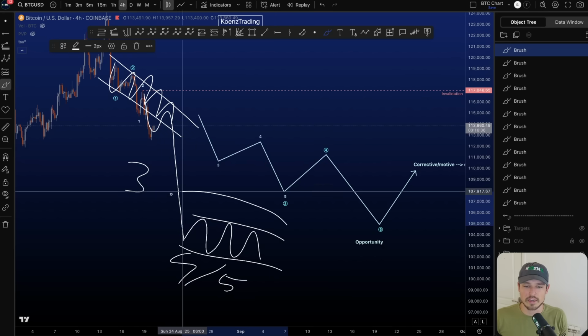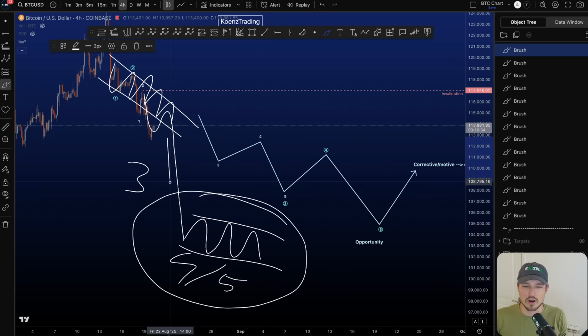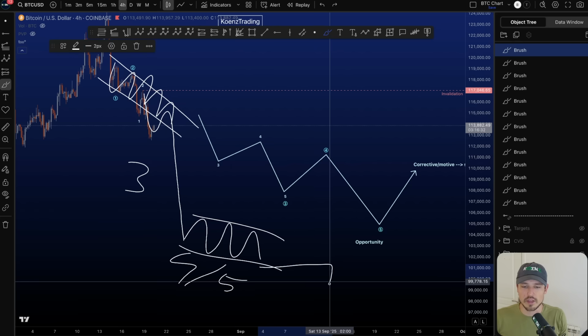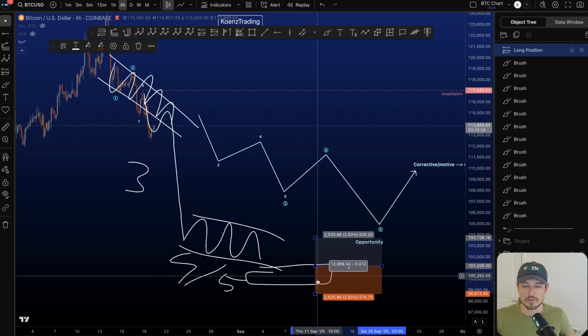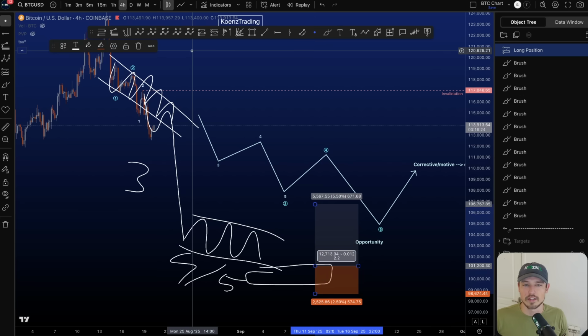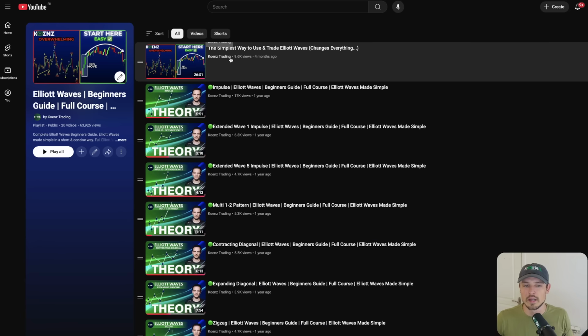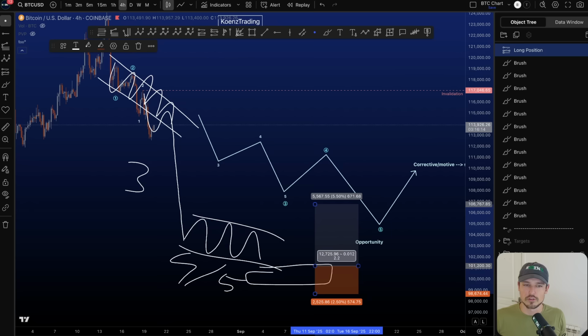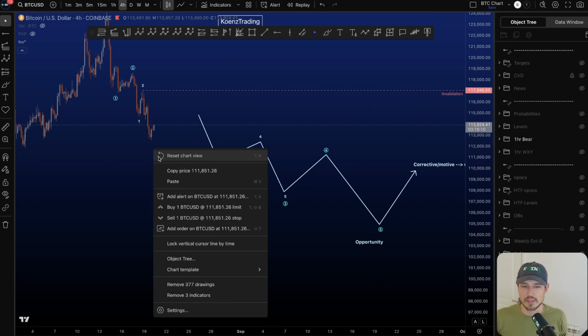And if you can recognize this structure here after a big move, and you also have an area of support, then that is an amazing opportunity and one of my favorite trades in general to look for a bounce back towards the upside. And I explained this in a lot more detail in the first video in my Elliott Waves Beginner Guide playlist on my channel. So this one over here, please make sure to check it out. It will significantly help you in your trading with Elliott Waves.